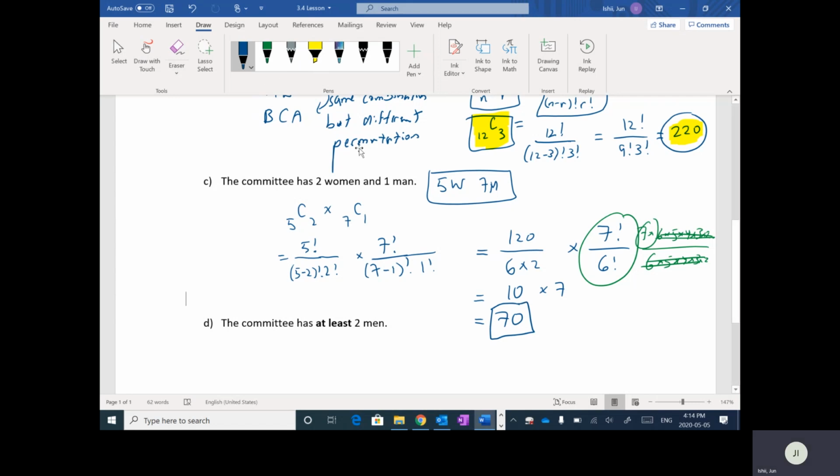Okay. Cool. And again, if you wanted, if you punch in 5 choose 2, it's going to be 10. If you choose 7 choose 1, it's going to be 7. So if you have that button on your calculator, which you should, the n choose r button, it just makes things a lot quicker.